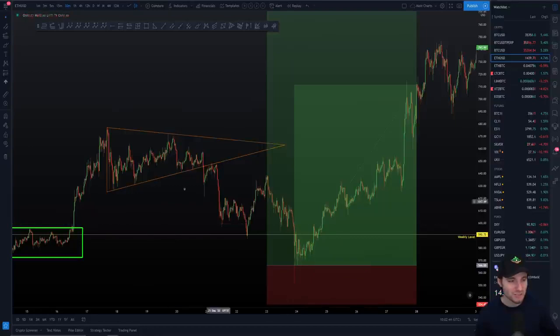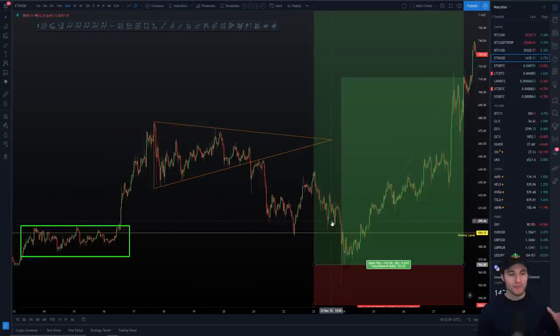On the 23rd of December, after getting a fake out of the symmetrical triangle, we lost the symmetrical triangle, we back tested the support trend line as resistance, and we came down to the weekly. Okay, that weekly was around $590. This for me was feeling like a really good opportunity. But then what we've done is a swing failure pattern.